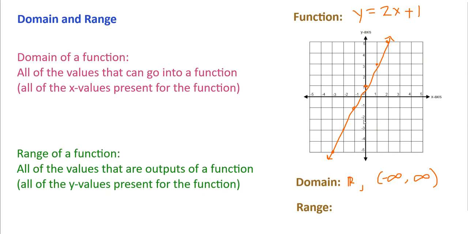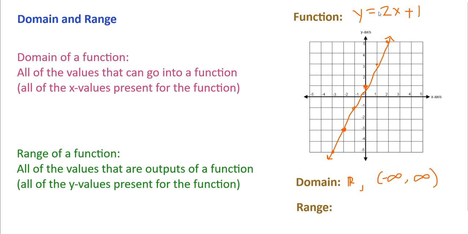Now for the range, it's pretty similar actually. I'm only going to look vertically, so I'm going to look on the y-axis, and I have a point that goes with every single y value on the y-axis. For example, at negative 3, I can go over, and there's a point on the line that goes with that y. For 1, there's a point on the line that goes with that y value. For every single y value, there's a point on the line.